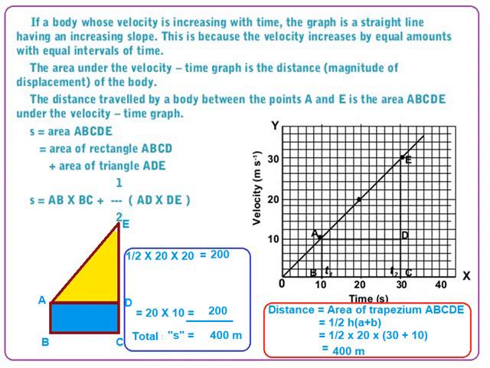Now the formula for the trapezium is half h into A plus B, where h represents the height and A and B represent the parallel sides. So substitute the value height as 20, A, one of the parallel sides, as 30 and B, the other parallel side, as 10, and simplify. You will get the same 400 meters.